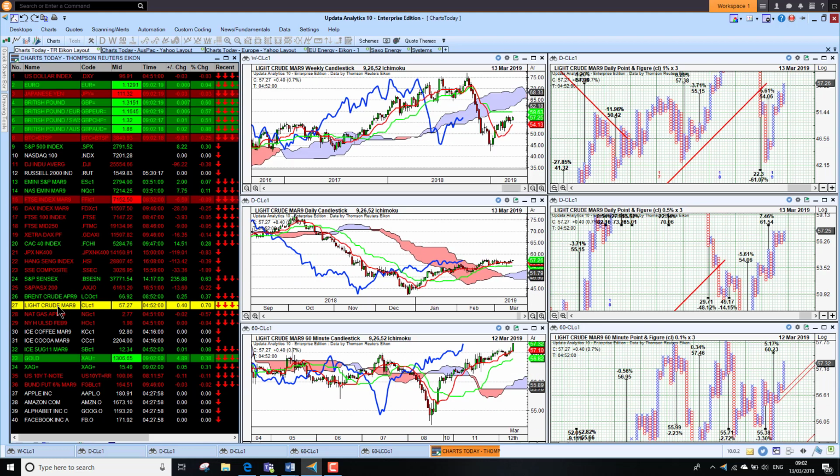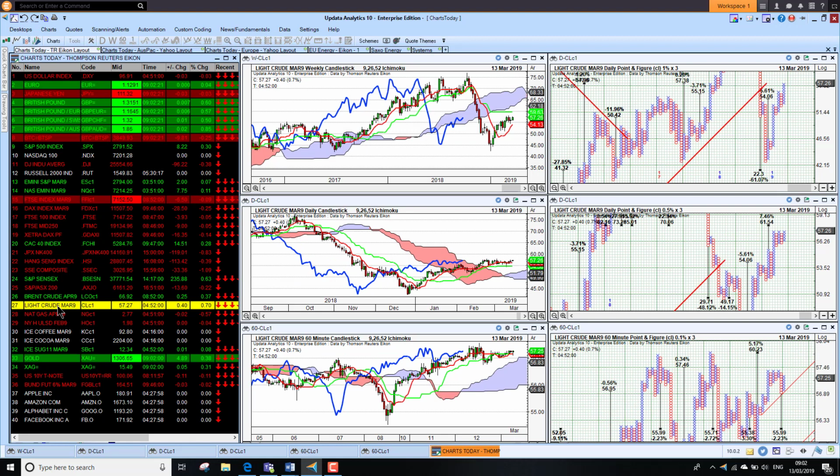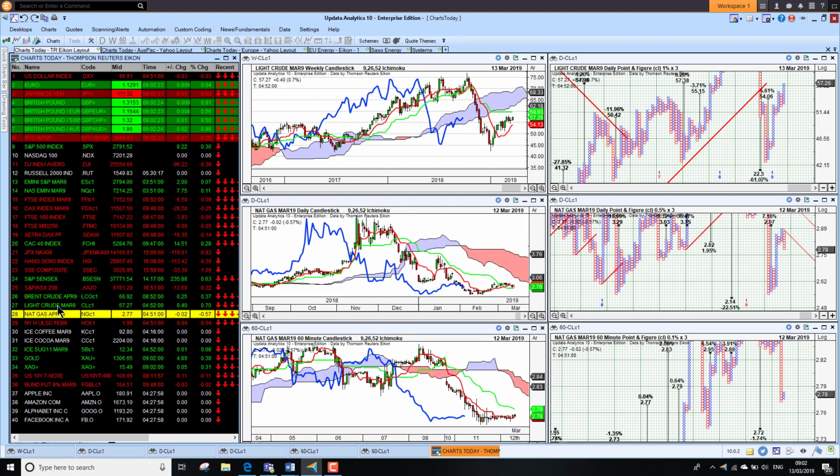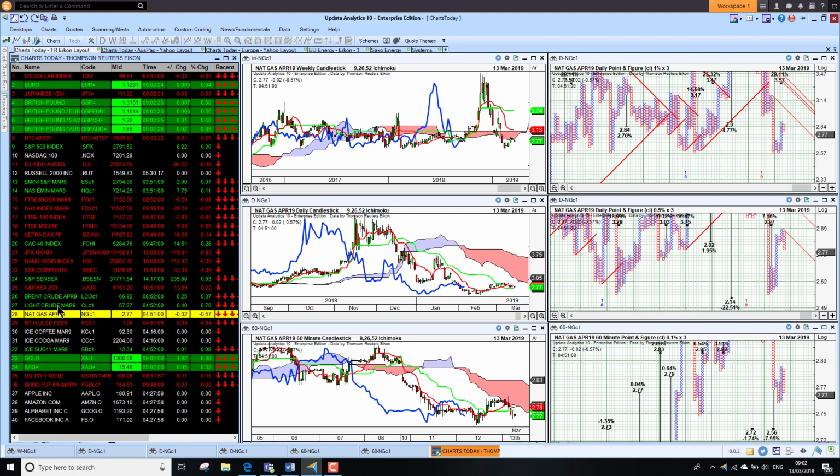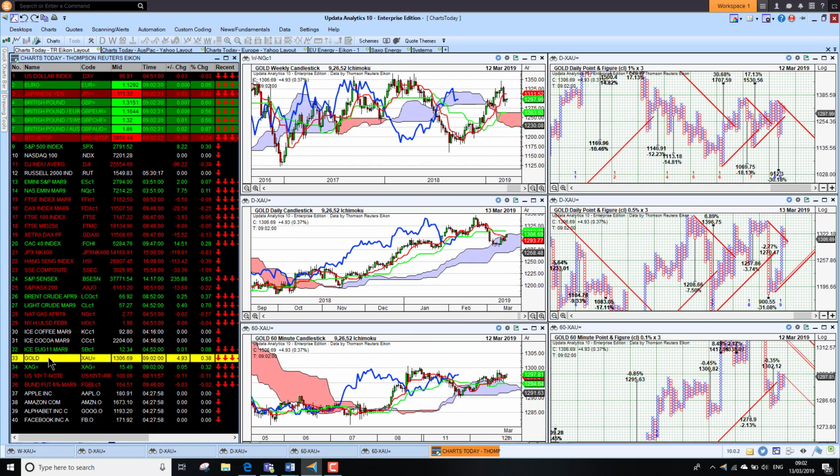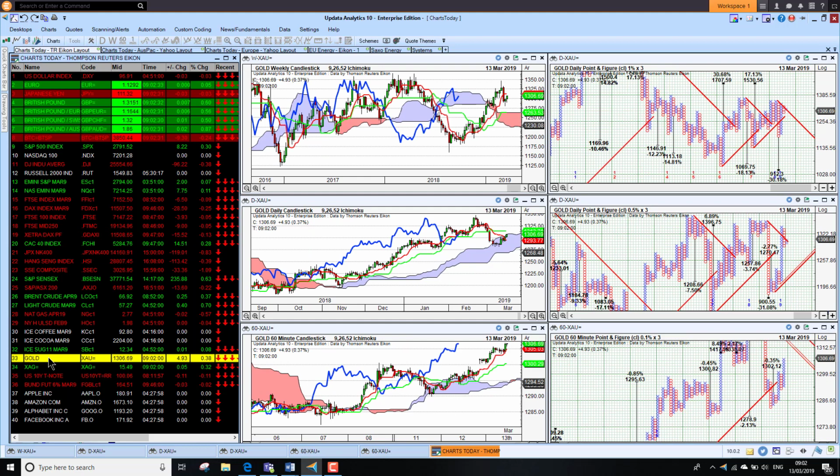Taking a look at WTI, we see we're pushing higher here as well. And US nat gas sitting in the doldrums at $2.77, not much action there. Gold has managed to break through $1,300, so that is looking stronger. We are just short of targets to the upside on these latest moves.